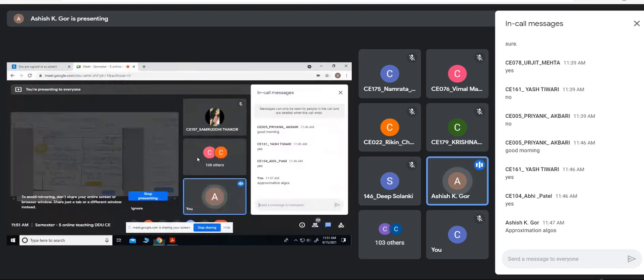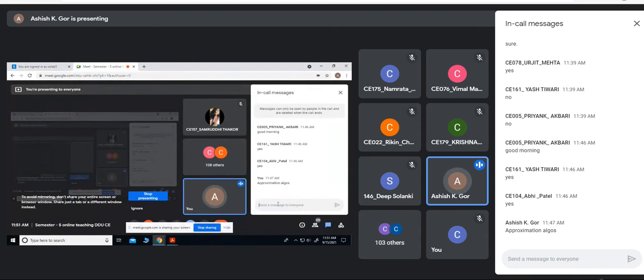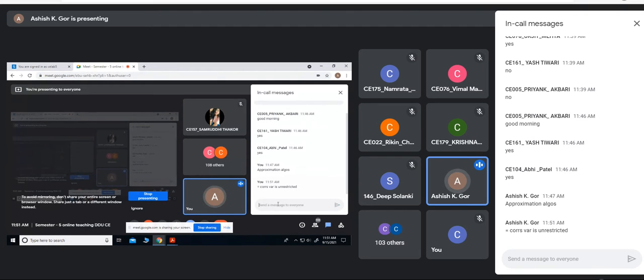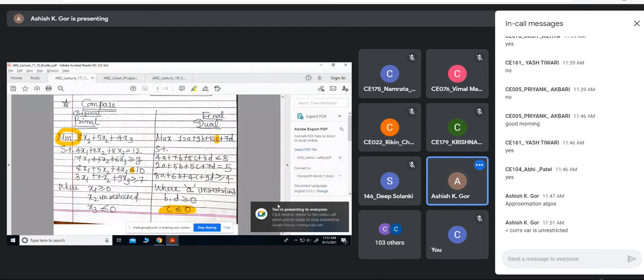Remember, for an equation with equals to sign, the corresponding variable is unrestricted. Then since it's a minimization primal, greater than equal to type of constraints are desirable, so the corresponding variables would be greater than equal to 0. But if it is a reverse nature constraint, then the corresponding variable will also be of reverse nature, that is, less than equal to type.